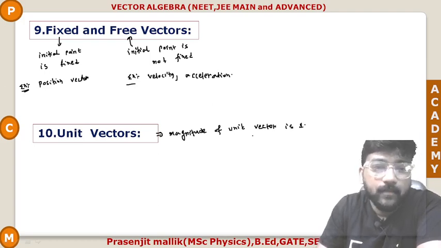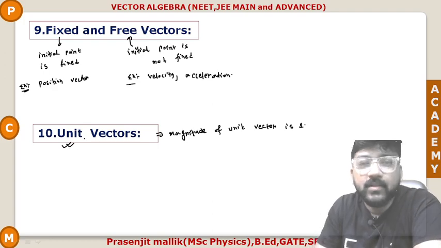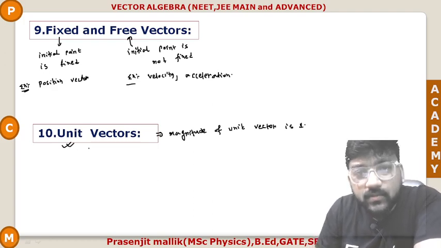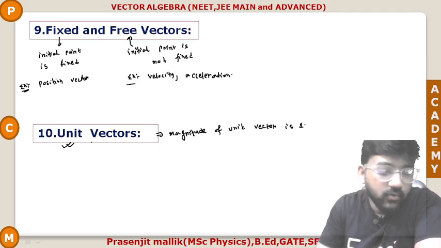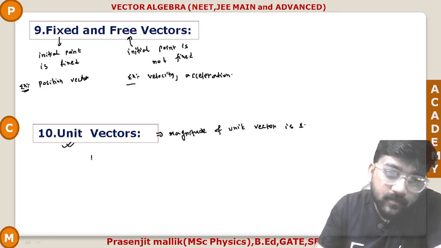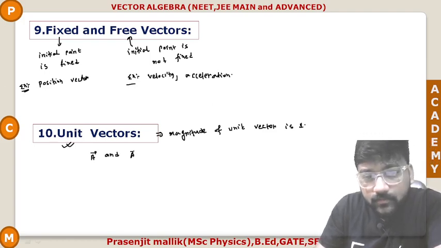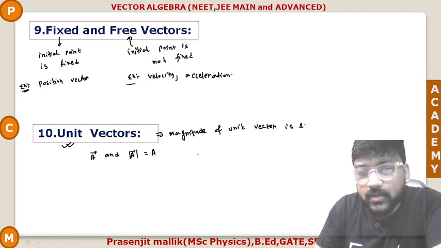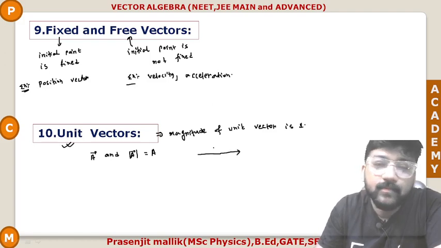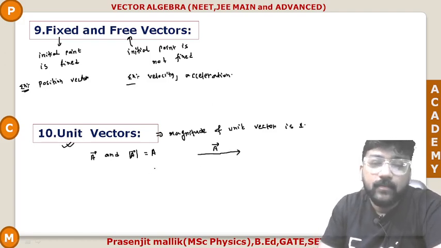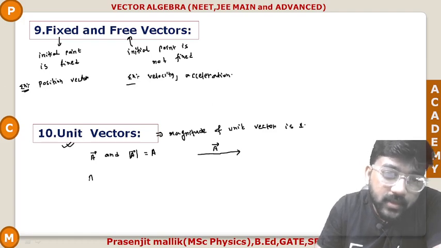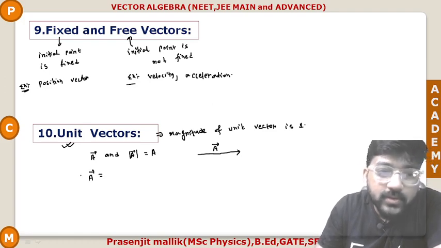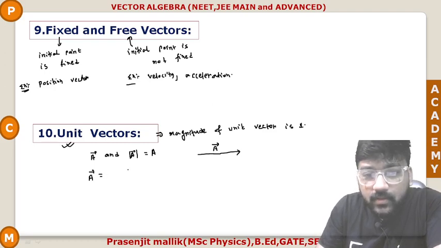We will use this vector basically to write the direction of any vector. Something like we have a vector A, suppose, and the modulus of this vector is just A, and suppose the vector is something like this. Now how can you represent this vector A, or how can you split the vector A to write the magnitude and direction separately?